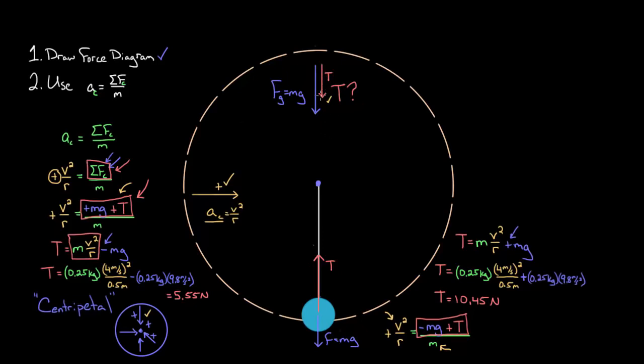And just because a force was positive during one portion of the trip, like gravity was at the top of this motion, that does not necessarily mean that the same force is going to be positive at some other point during the motion.